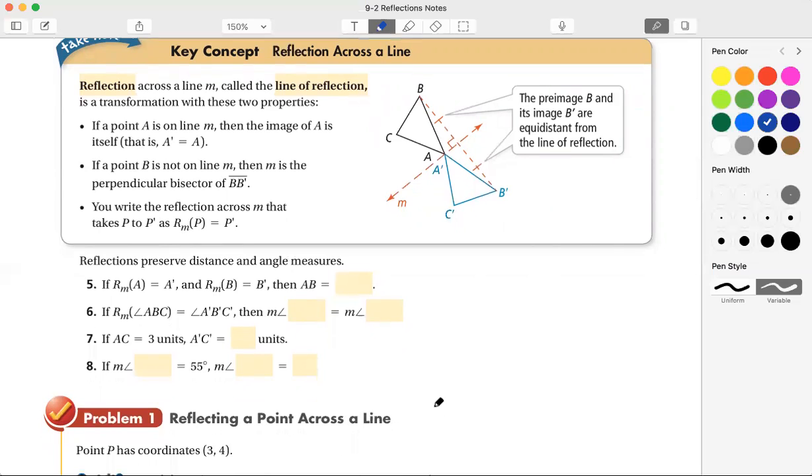So if R sub M of A equals A prime and R sub M of B equals B prime, then AB equals A prime B prime. The angles would also be equal. So the measure of angle ABC equals the measure of angle A prime B prime C prime. If AC is 3 units, A prime C prime is 3 units. If the measure of angle ABC is 55 degrees, then the measure of A prime B prime C prime is also 55 degrees.